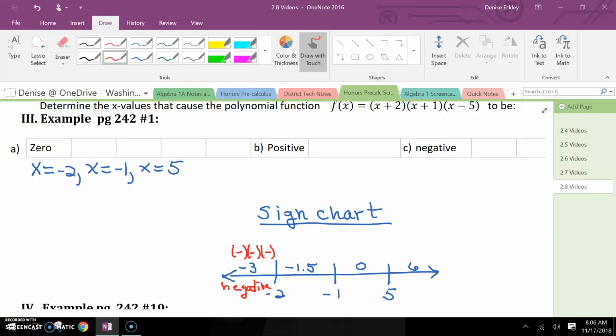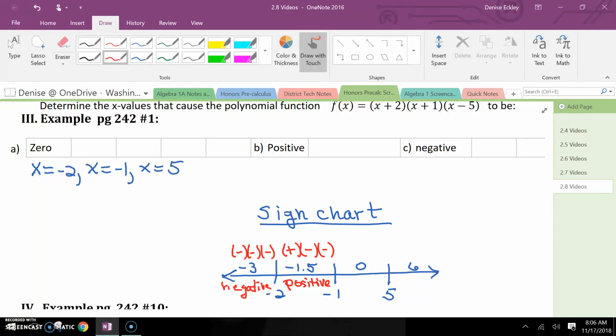I'm going to do the same thing with -1.5. So the first parenthesis will be positive. The second parenthesis will be negative. And the third one will also be negative. So as you can see, I'll end up with a positive number.